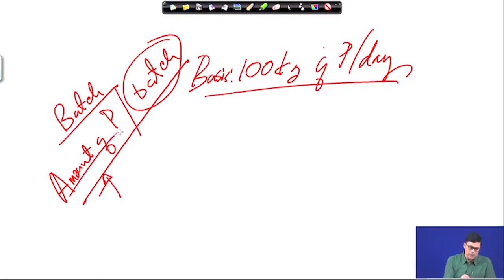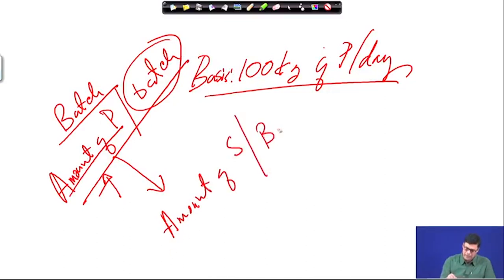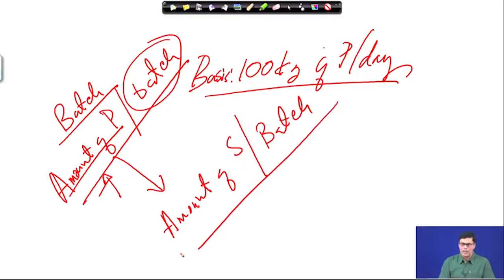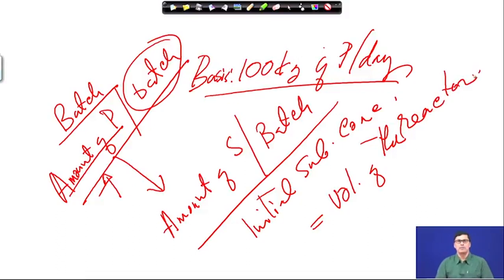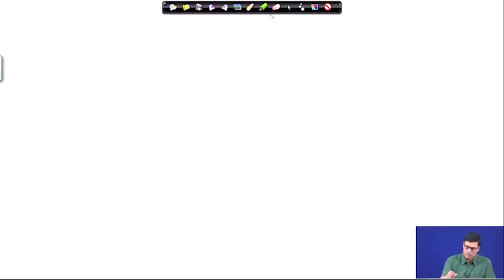Now, if you know how much product is produced per day, then from the stoichiometry you can find out the amount of substrate required per batch. Am I right? Now, once you know the amount of substrate required per batch, if you divide by the initial substrate concentration, then what will you get? You will get the volume of the reactor. Very simple, you can find out the volume of the reactor, am I right? So, let us see how we can solve this problem.